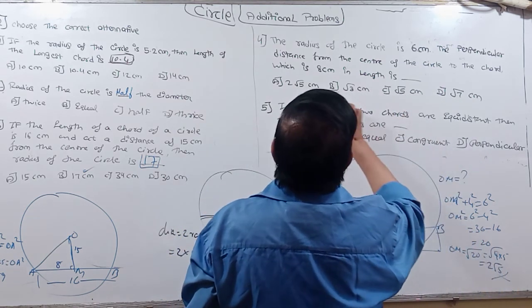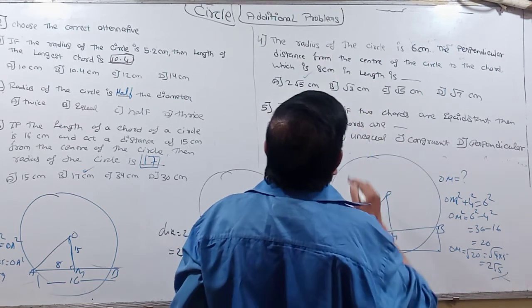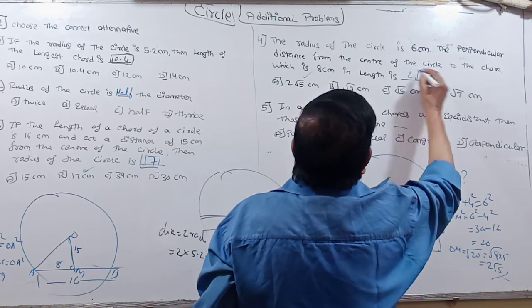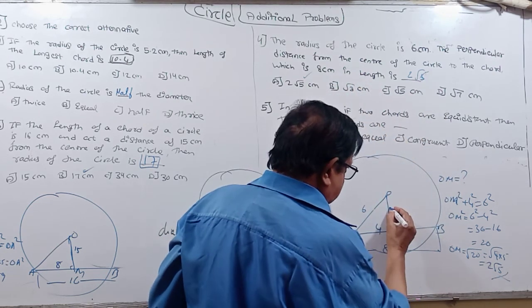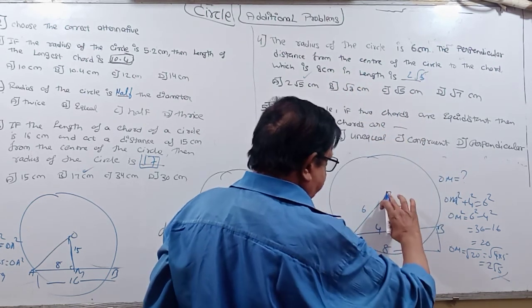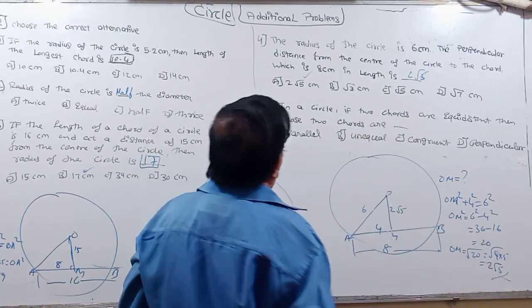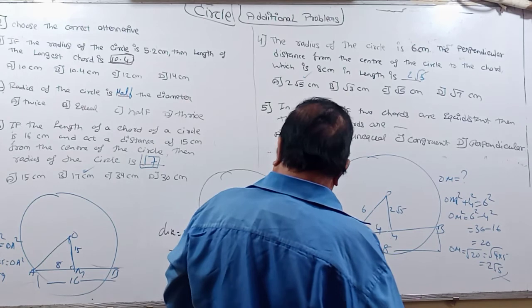Therefore this is the answer. 2 root 5 is the answer. We got this distance equal to 2 root 5. That is also done.